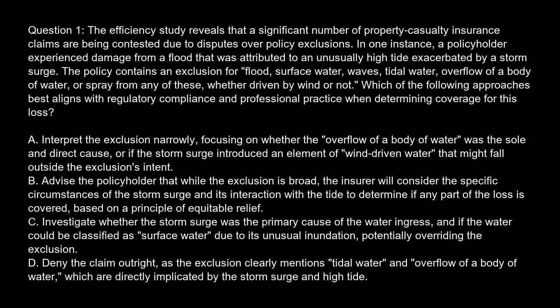Option C. Investigate whether the storm surge was the primary cause of the water ingress, and if the water could be classified as surface water due to its unusual inundation, potentially overriding the exclusion. Option D. Deny the claim outright, as the exclusion clearly mentions tidal water and overflow of a body of water, which are directly implicated by the storm surge and high tide.